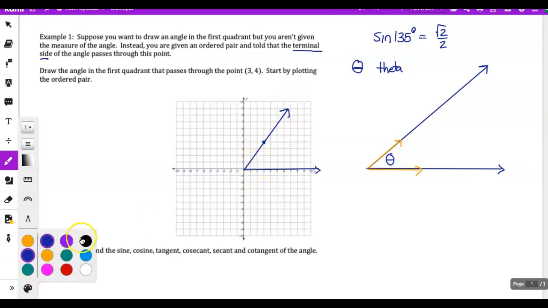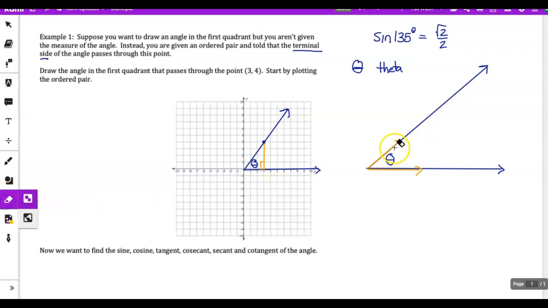So if I want to find all of the trig of that angle, so sine, cosine, and, as it says down here, tangent, etc., what I have to do is make a triangle. I'm going to go to where that ordered pair is, and I'm going to draw an altitude, which is a vertical line that creates a 90-degree angle with the x-axis. And what I've just created is a right triangle, okay?